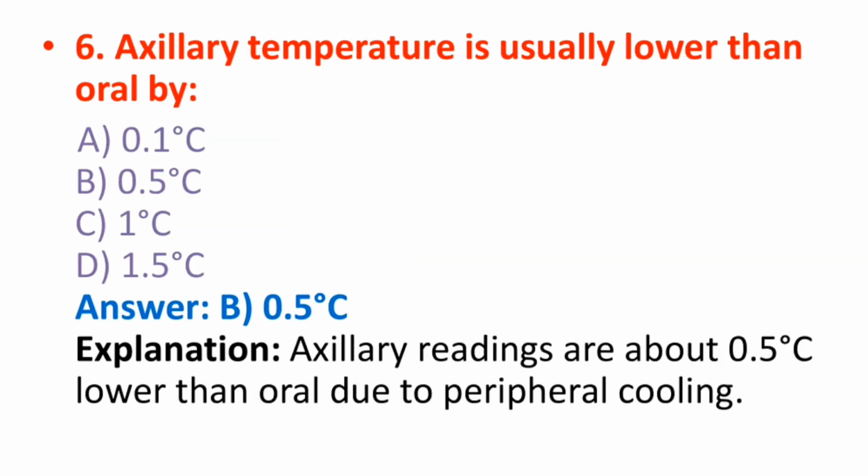Axillary temperature is usually lower than oral by: option A, 0.1 degree Celsius; option B, 0.5 degree Celsius; option C, 1 degree Celsius; option D, 1.5 degrees Celsius. The correct answer is option B, 0.5 degree Celsius. Axillary readings are about 0.5 degree Celsius lower than oral due to peripheral cooling.